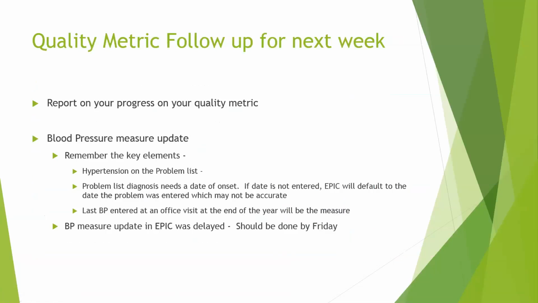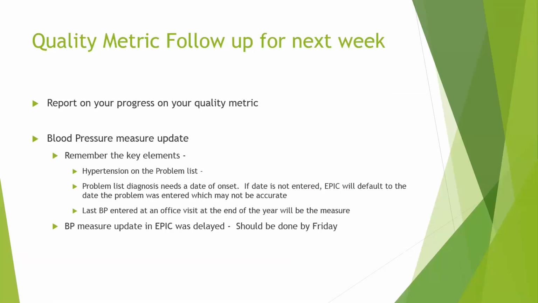So the quality metric follow-up for next week: you will be meeting as your clinic and discussing your quality metric for basically the final fourth quarter, or the fourth week meeting in February. Just report on your progress. Each of you selected something different. Some of you had A1C, some of you had blood pressure measures, some of you had colon and breast cancer and PAP measures, cervical cancer screening. By next week, we should have the updates done and up and running, but let me just give you an update on the blood pressure measure that we've been paying attention to for the past couple of weeks.